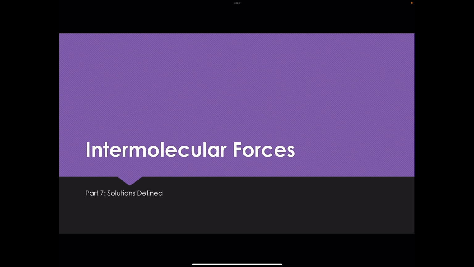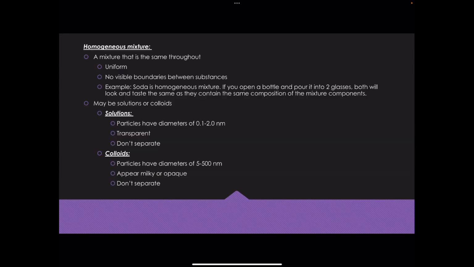In particular, we're going to talk about solutions. So when we talk about a solution, well, before we get to solutions, we need to talk about mixtures. We've got two types of mixtures. Mixtures can be homogeneous or heterogeneous. Now, a homogeneous mixture, remember, is one that is the same throughout the entire mixture. So they are uniform. There's no visible boundaries between substances.